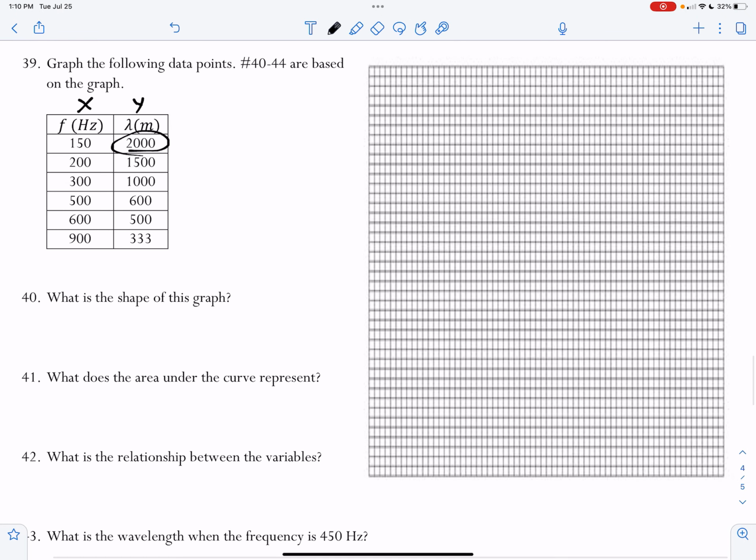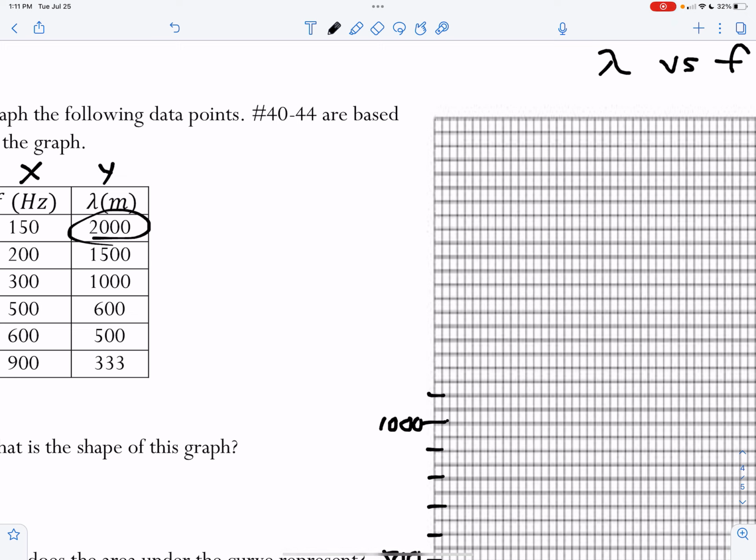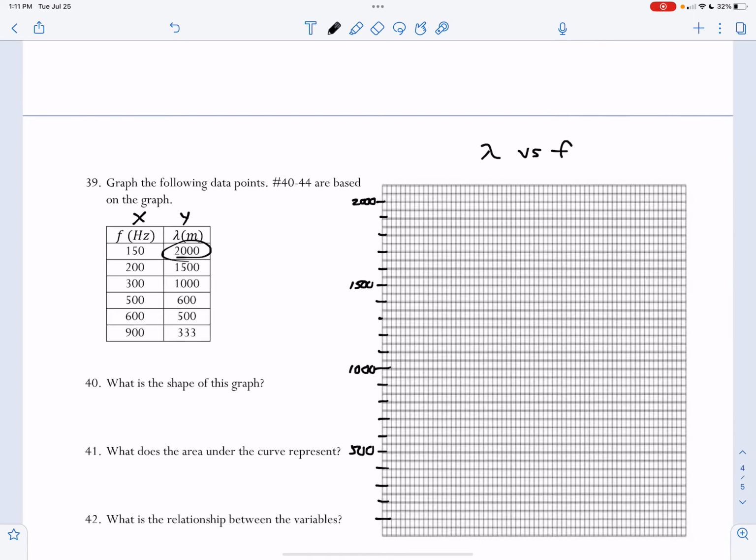So I can probably go at a rate of maybe 100, 200, 300, 400, 500. Every couple boxes is 100. 600, 700, 800, 900, 1,000. That seems to do the job, and that would get me up to 2,000. So that's 1,100, 1,200, 1,300, 1,400, 1,500. And then 1,600, 1,700, 1,800, 1,900, 2,000. So that's perfect.